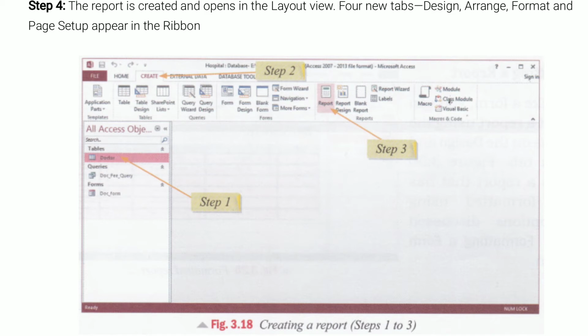Thereafter, we have to click on the Create tab, as you can see, indicated by step 2. After clicking on the Create tab, we have to click on the Report option in the Reports group, which is indicated by step 3 on the screen. As we click on this Report option, 4 new tabs will appear. These are the Design, Arrange, Format and Page Setup tabs.